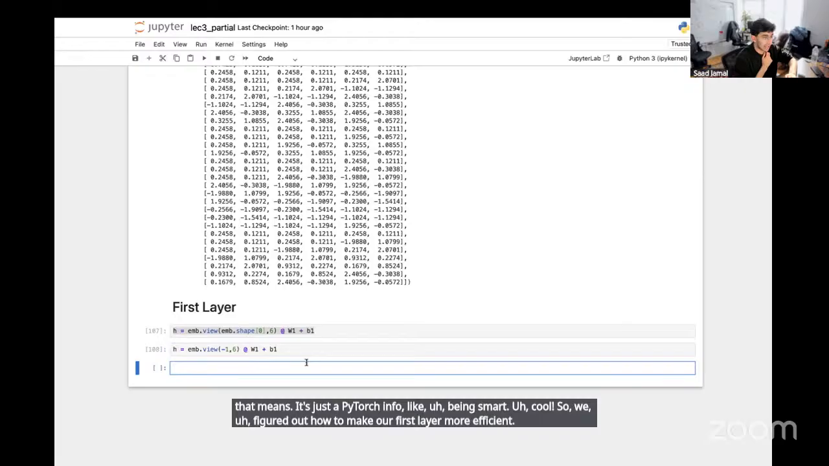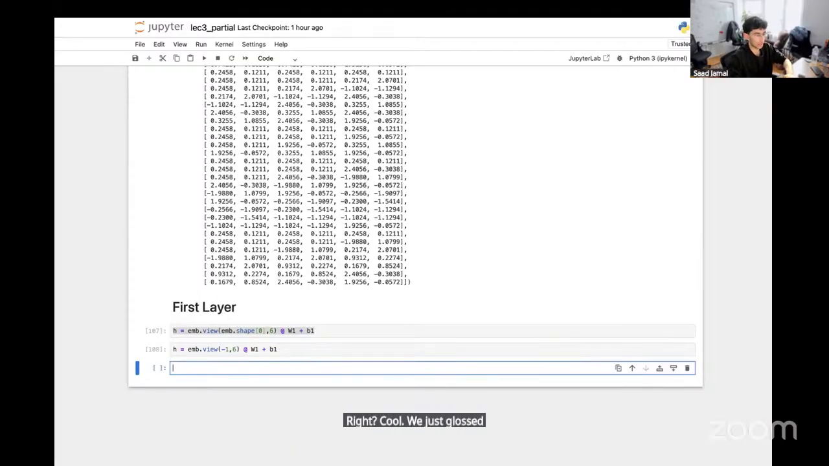Previously, torch.cat was making new memory. Now we are reusing our same input vectors, and only at inference time are we changing up the metadata in order to do our matrix multiplication. Right? Cool. We just glossed over one super quick thing.